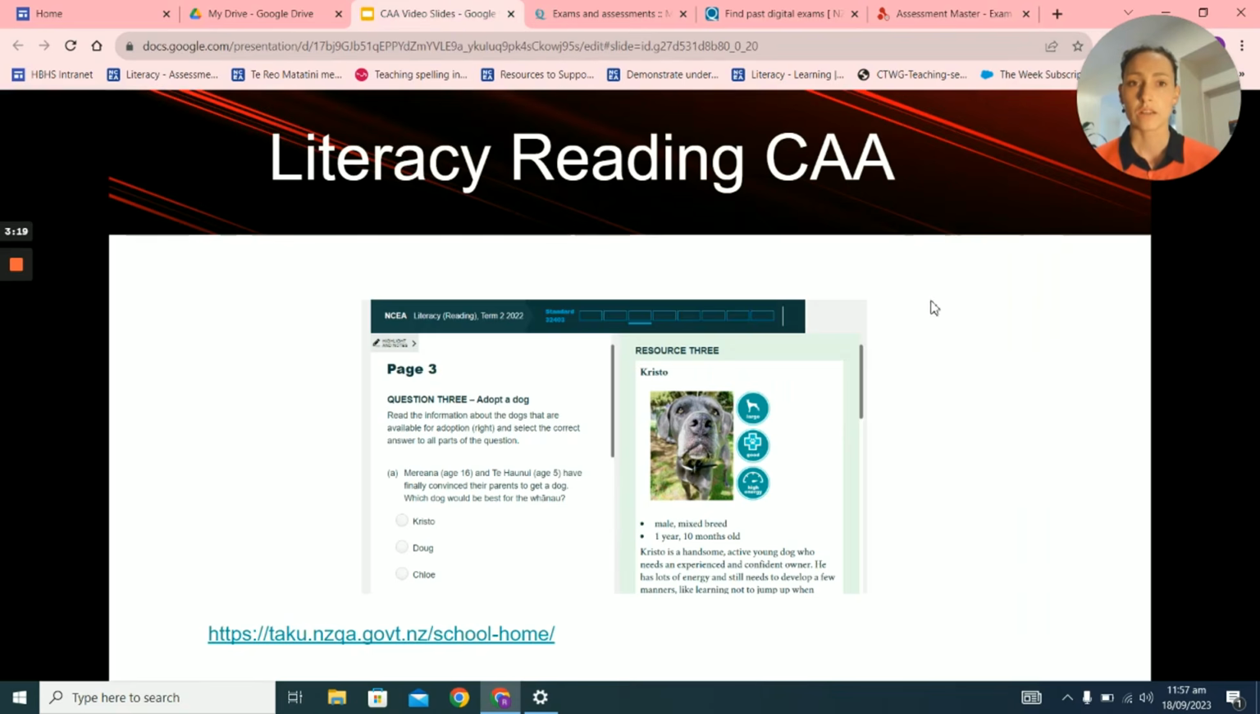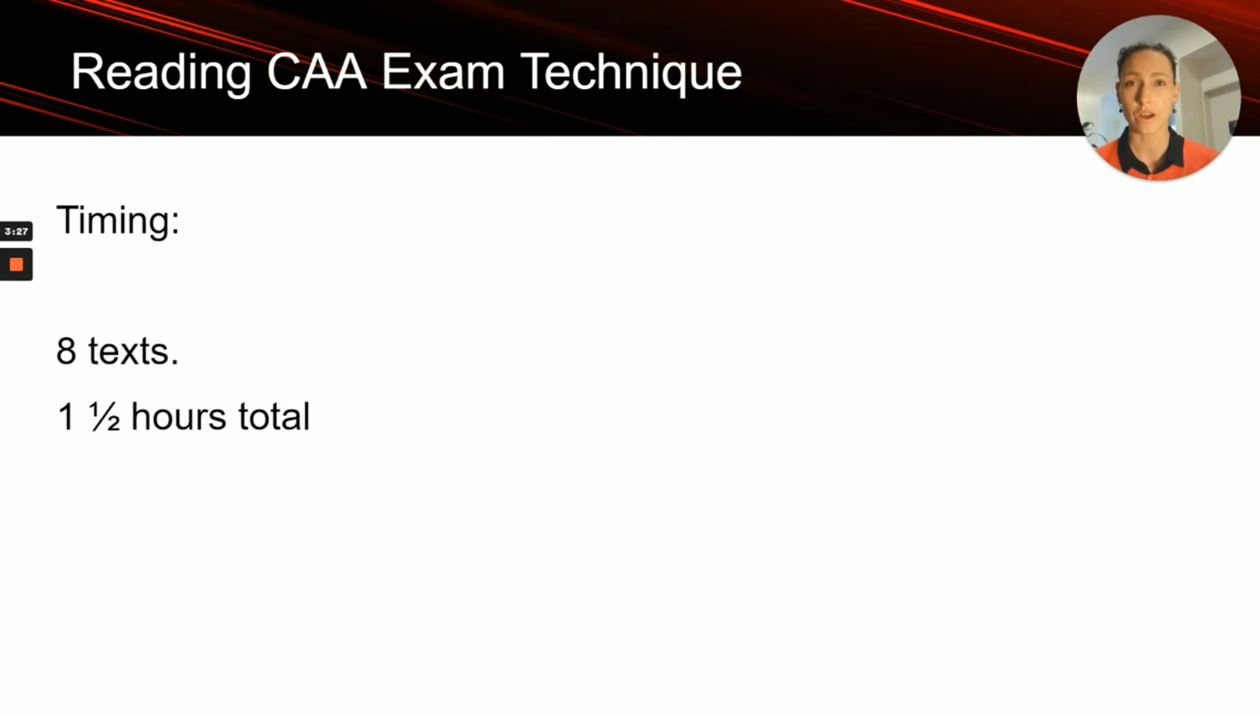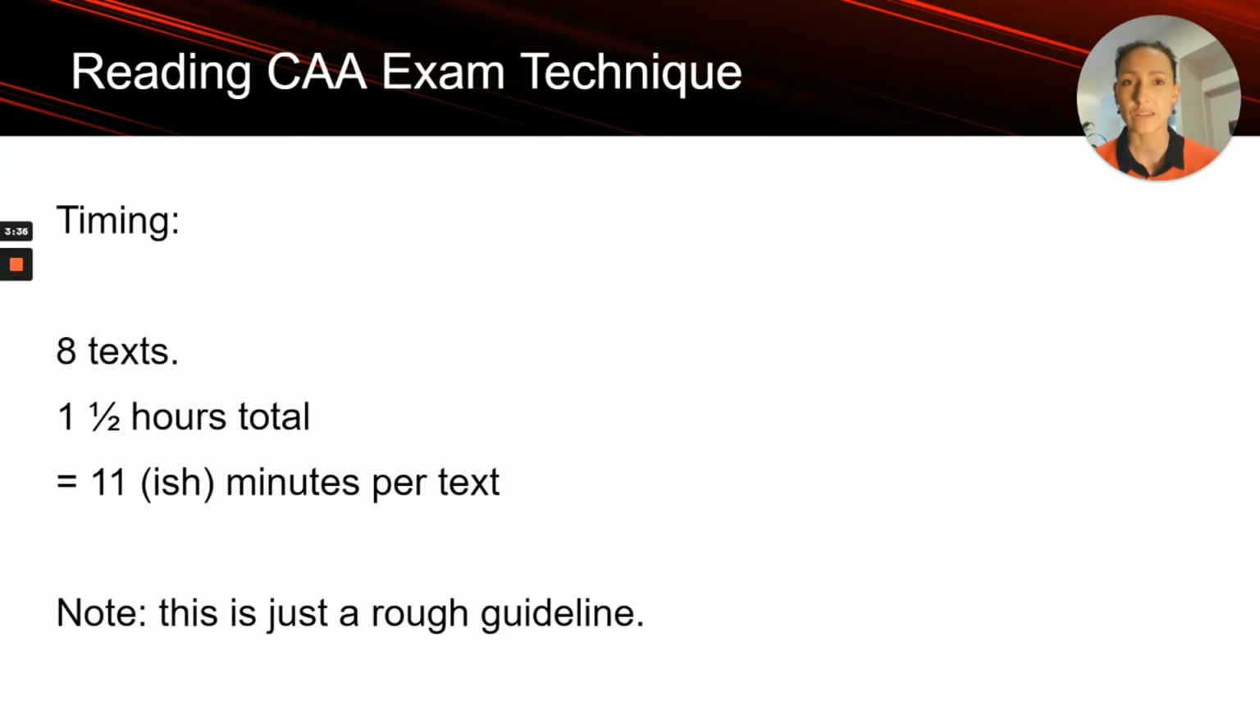Okay. Let's talk timings. There are 8 texts. You've got an hour and a half in the assessment. That means you've got around 11 minutes per text. However, that's a really rough guideline because some of the texts are longer than others and some of them have more questions than others. So the one that we're going to take a look at in this video in a moment has only got 2 questions, whereas the first text has 5 questions.